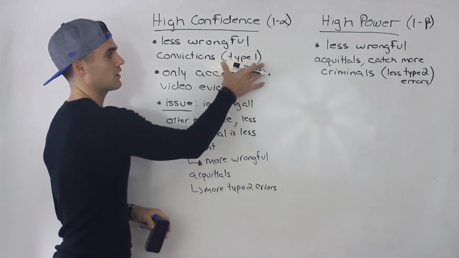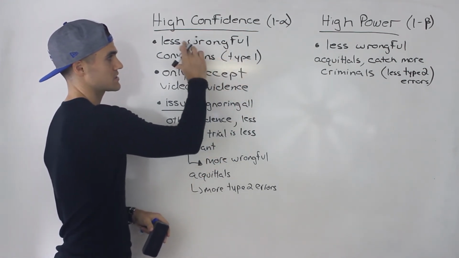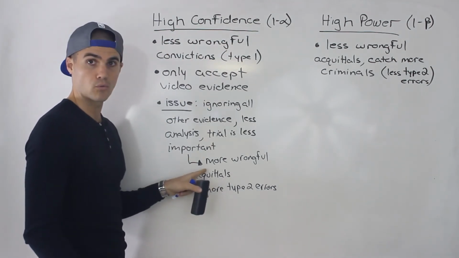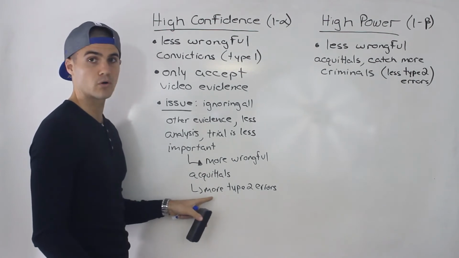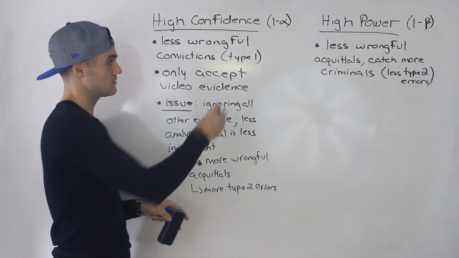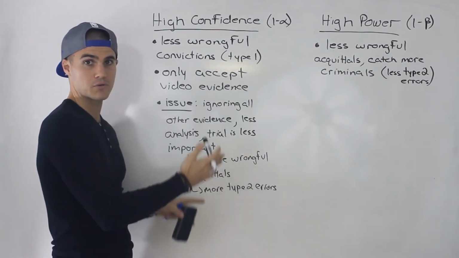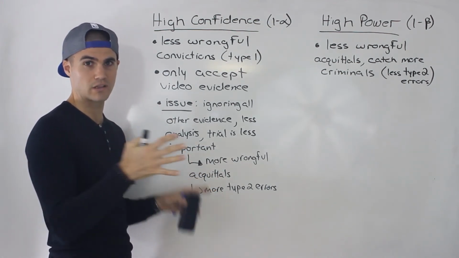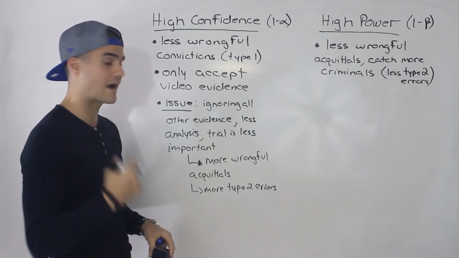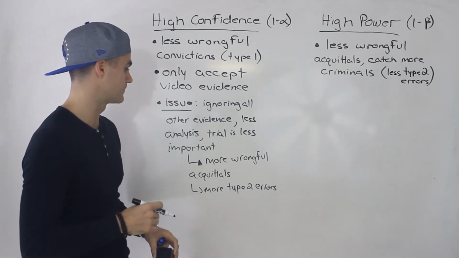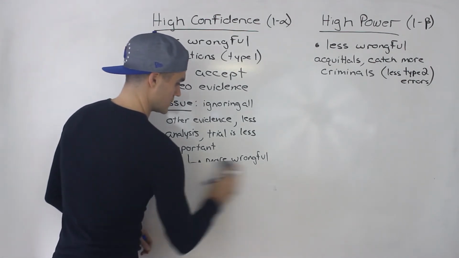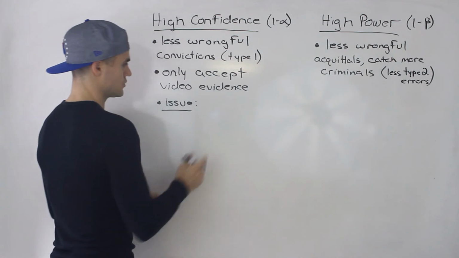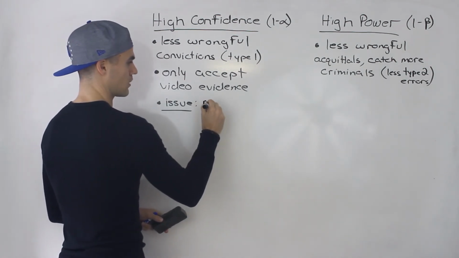So if you're focusing on minimizing type 1 errors, focusing on less wrongful convictions, then there's going to be more wrongful acquittals. So there's going to be more type 2 errors. And that's that inverse relationship between type 1 and type 2 errors that I was talking about. And this is a more intuitive way to look at it, to relate it to a scenario so you can file it in your mind a little bit better. So I'm actually going to erase a portion here so I can give myself more room. So issue, more wrongful acquittals.